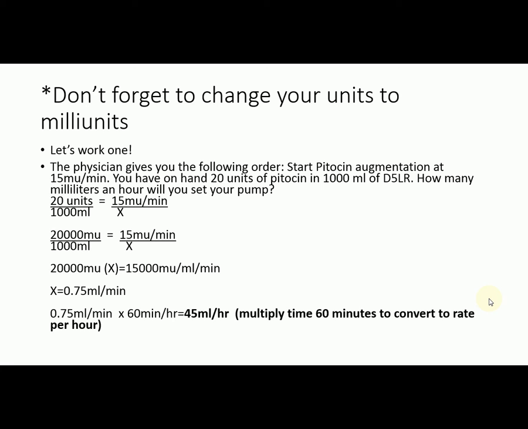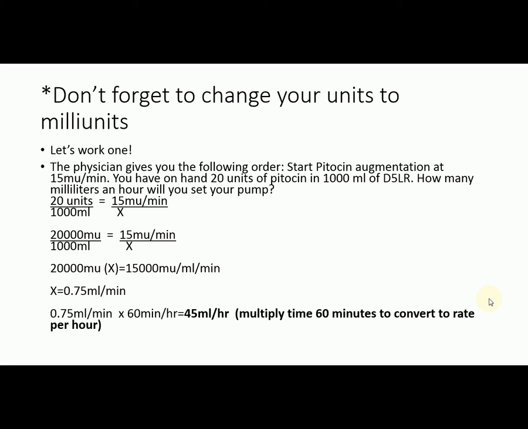So the doctor gives you the following order. Start your Pitocin augmentation at 15 milliunits per minute. You have on hand 20 units of Pitocin and 1,000 milliliters of D5LR. How many milliliters an hour will you set your pump?